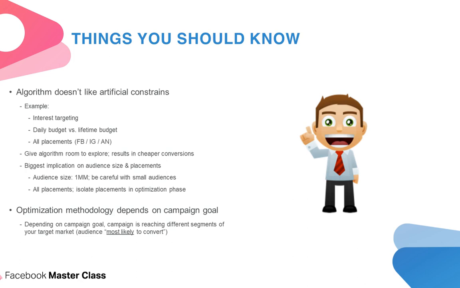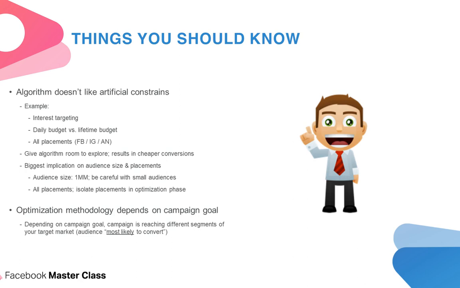I know that it's not always practical and not always possible, especially if you're going for niche audiences, but still, if you're going for a mass market, try to go broad. And with regards to placements in the launch phase, try to go broad, go for Facebook, Instagram, and the audience network, and isolate placements not in the launch phase, but in the optimization phase.